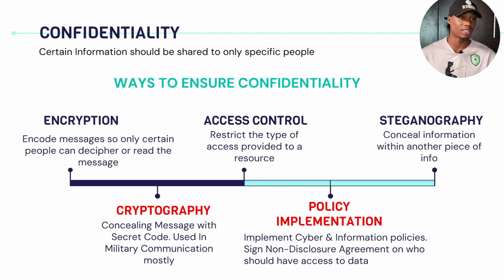Then the second thing is access control. So this is to restrict the type of access provided to a resource. Okay, so access control is only certain people should have access to this. I'm not going to give you the password to this because it's confidential. You don't have any business knowing this information, so I'm not giving you access to it. You don't have any business entering that place, so I'm not giving you access to it. So that is what access control is.